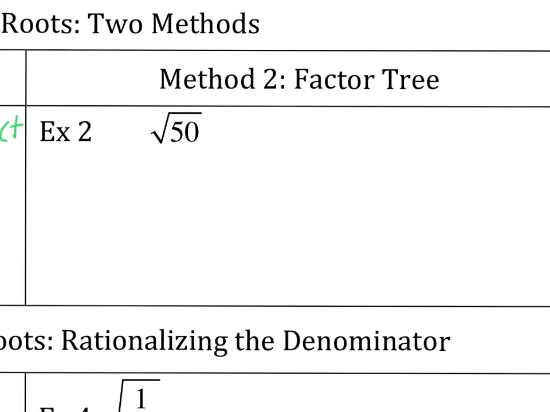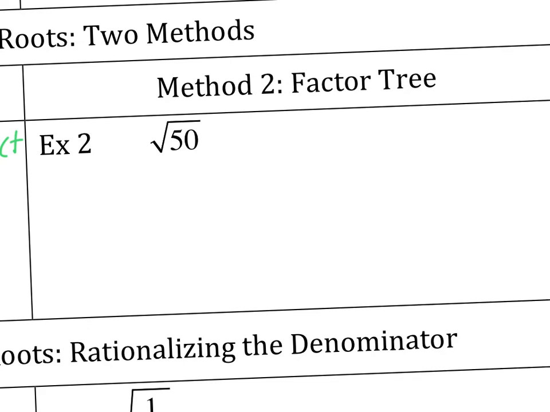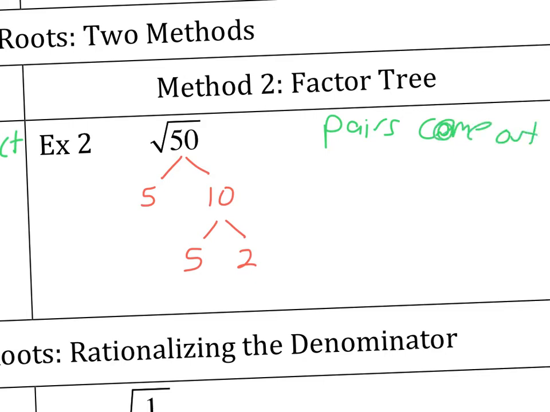So the second method is a factor tree, and this is helpful because it doesn't matter how you break this up. So if you take the 50 and split it up into a 5 and 10, and then I notice that the 10 can split up to a 5 and a 2. The key on the factor tree here is to find pairs. If you find a pair, then the pair comes out. So here is a pair, so that comes out as one of them. And notice 2 does not have a pair to come out with, so 2 stays inside the radical.